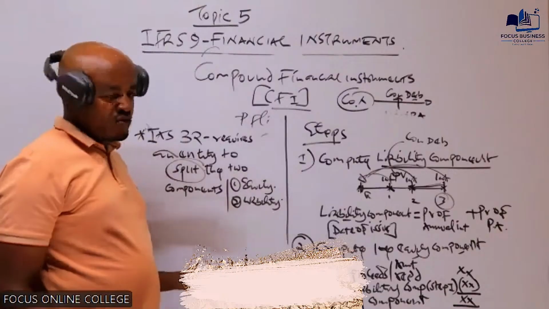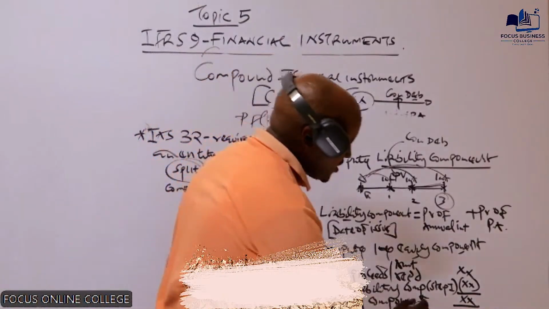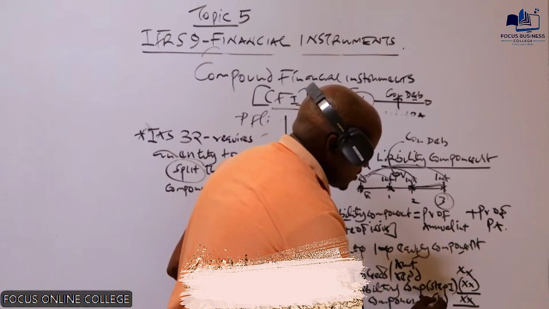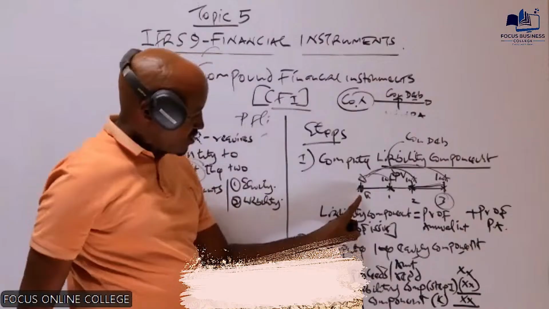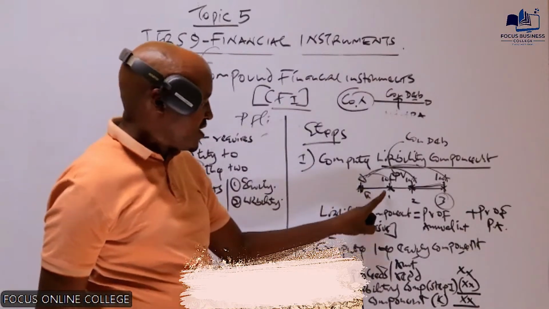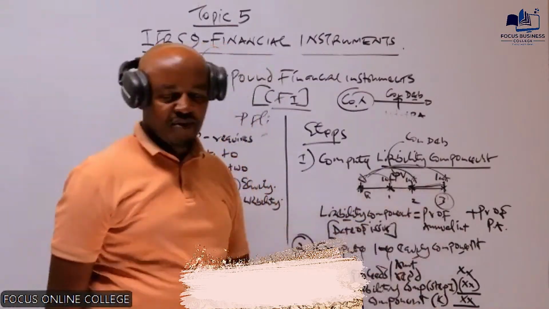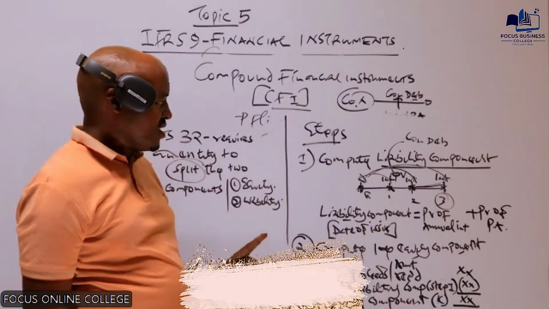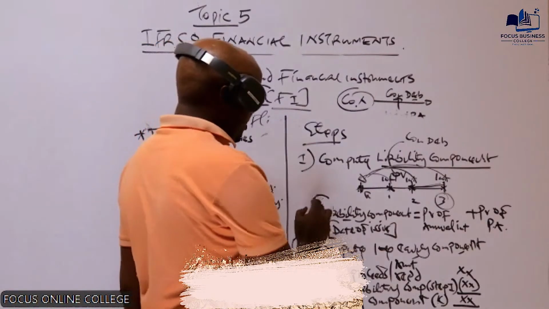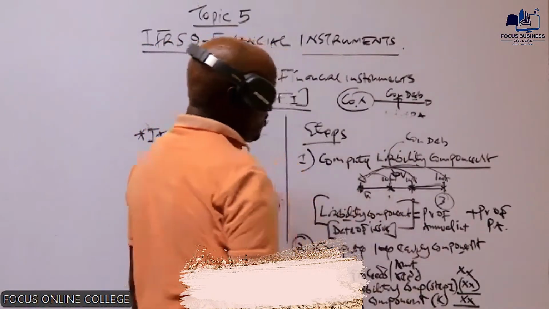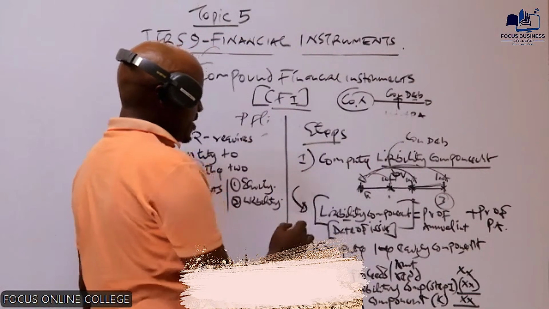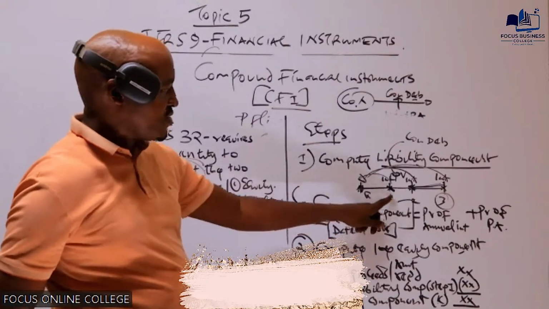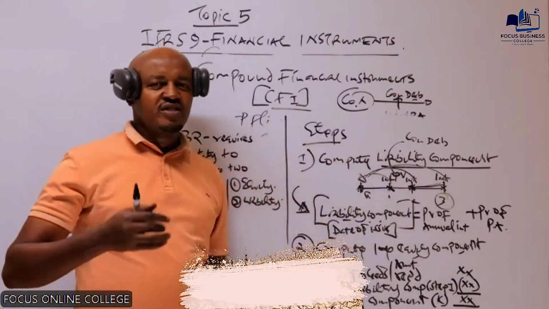It's also important for me to mention that the value for this equity component remains constant. The value for the equity component, which has been computed on the date of the issue, will remain the same in year 1, year 2, year 3. So that remains constant. The value for the equity component does not change. But the value for the liability component, which I've computed in step 1, remember this represents what the company will pay in year 1, year 2, year 3, year 4. So take it like a loan.